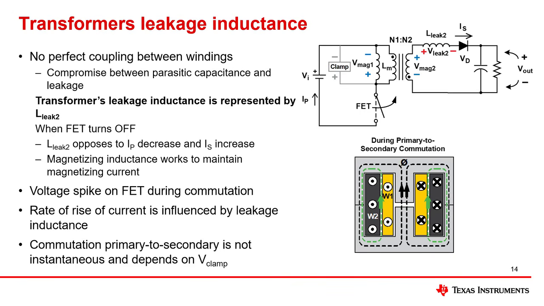At the same time, the magnetizing inductance, Lm, works to maintain the total magnetizing current. So there is a transition from primary to secondary, and during that time there's a voltage spike at the drain of the primary FET. The clamp circuit is used to limit this voltage spike to protect the FET. The rate of rise and fall of the current on each side is influenced by the leakage inductance. Note also that a higher clamp voltage means a faster commutation from primary to secondary.